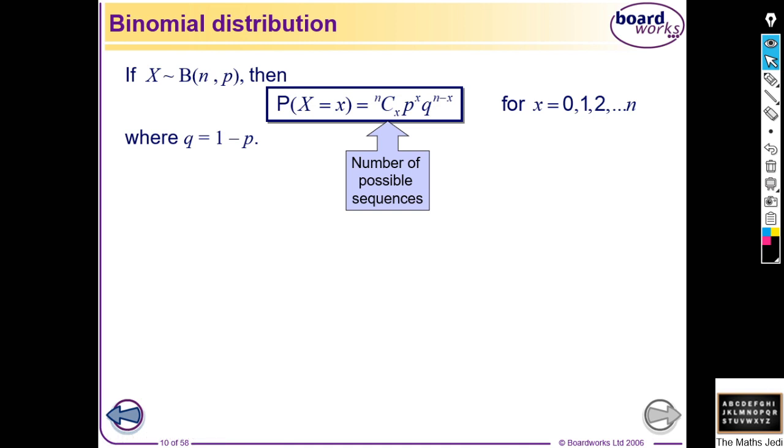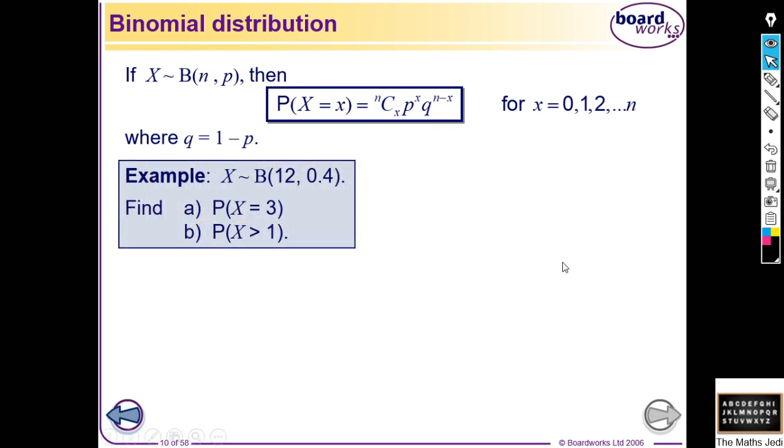Remembering again, number of sequences, number of successes, number of failures. Here's an example. If you're looking at a binomial distribution with the number of trials 12 and the probability of success 0.4, we're being asked for a probability of X being equal to 3. Well, what are the chances of 3 being successful? If you're throwing whatever it is 12 times or doing the trials 12 times, this first number here will be 12 choose 3.